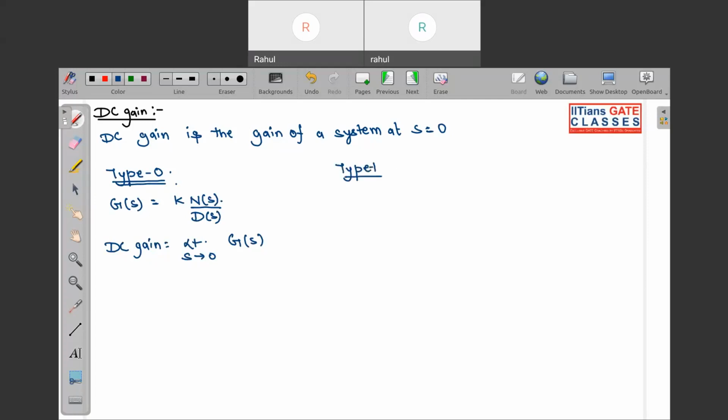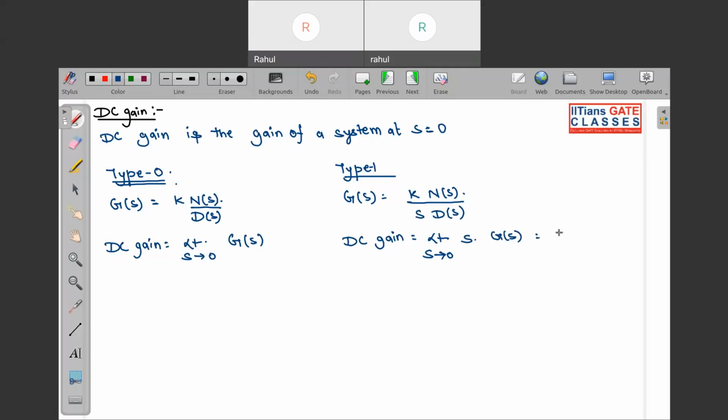For a type 1 system, let your transfer function look like K N(s) divided by s D(s). There is one pole at the origin in your type 1 system. So for this, your DC gain will be equal to limit s tends to 0. Now if we directly put s equal to 0 here, DC gain will become infinite. To avoid that, we multiply s with G(s). When we do that, this s and this s will cancel.